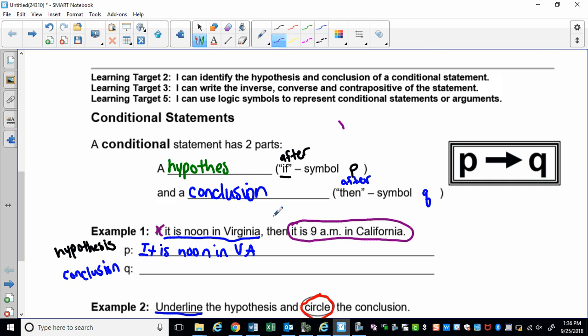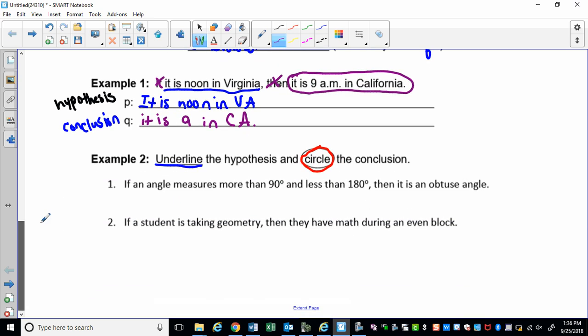My conclusion is after the then, so cross out the then. That's not part of your conclusion. It's after the then. So my conclusion is it is 9 a.m. in California. That's my conclusion, and I circled it. We're going to underline the hypothesis and circle the conclusion.